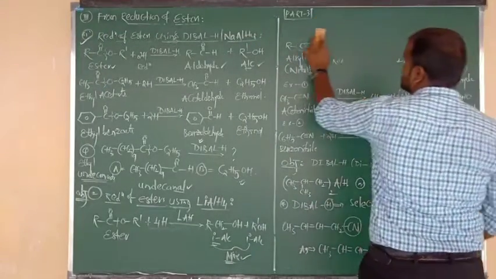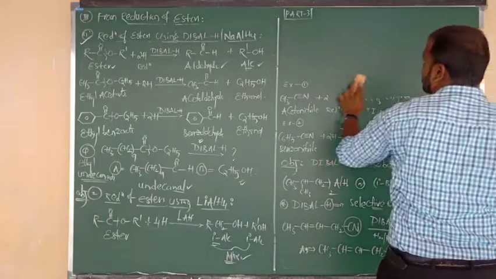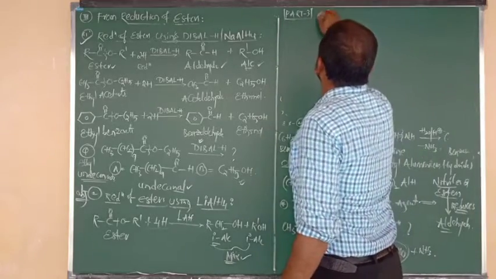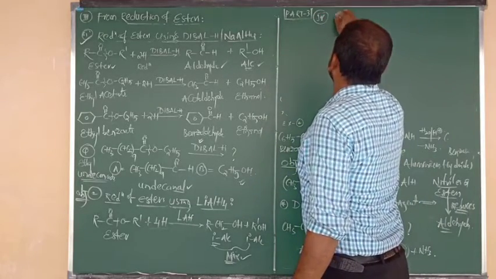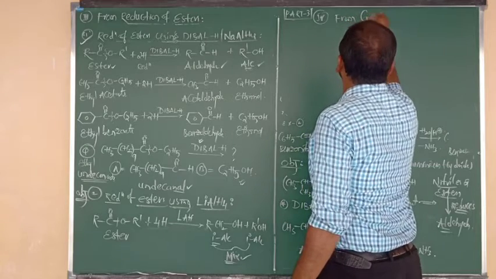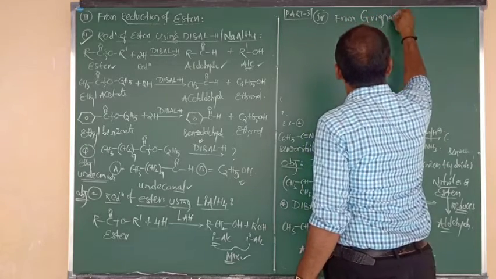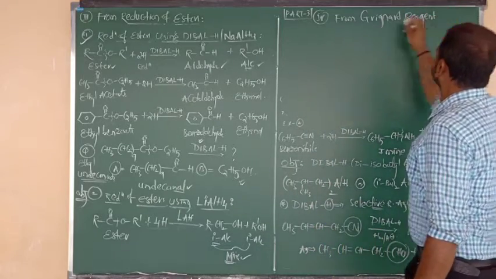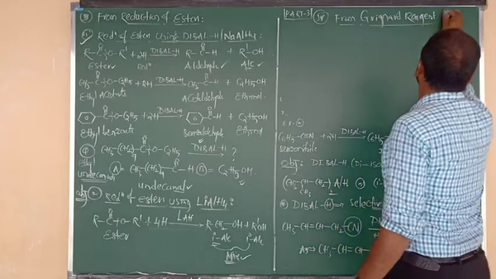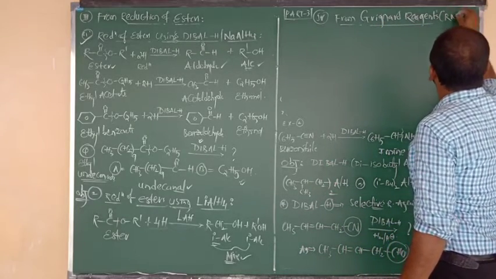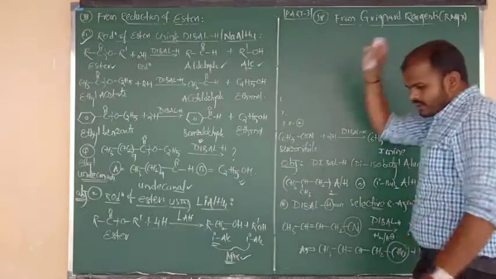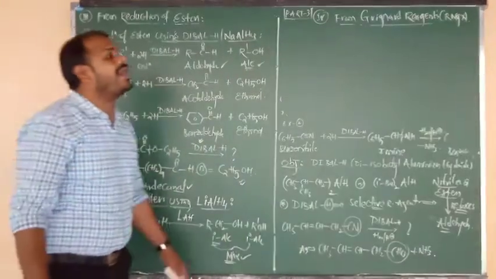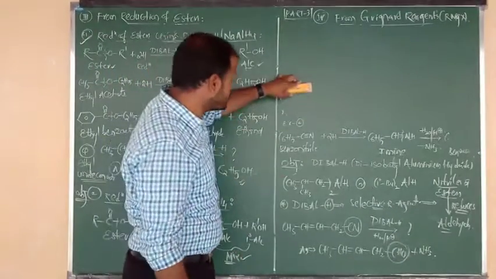Now method number 4, from Grignard reagent. Fourth method of preparation, from Grignard reagent. What is the formula of Grignard reagent? RMgX. From Grignard reagents, RMgX. So how to pronounce the Grignard reagent? Grignard reagents are nothing but alkyl magnesium halides. And you know so many examples.